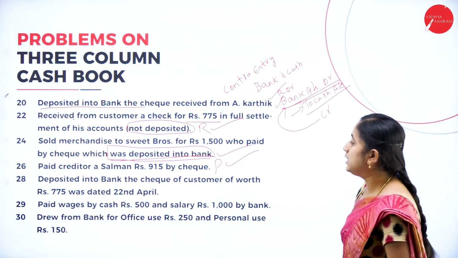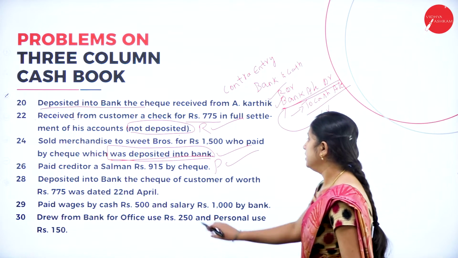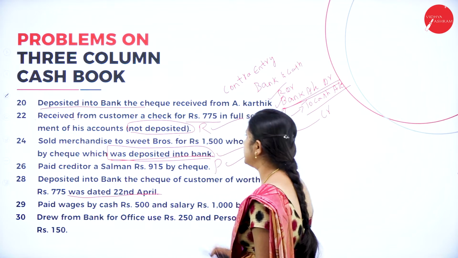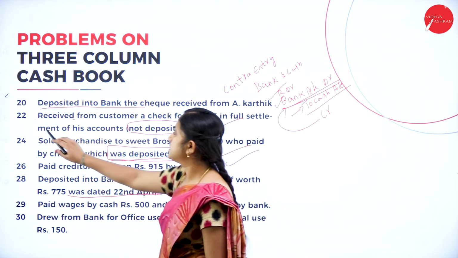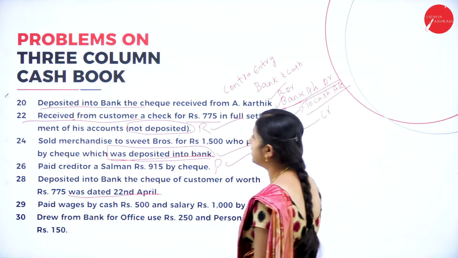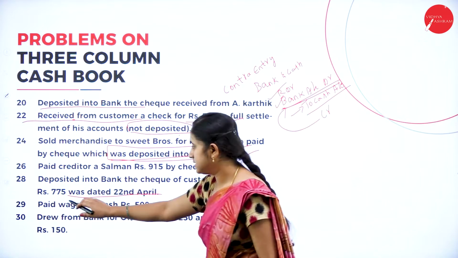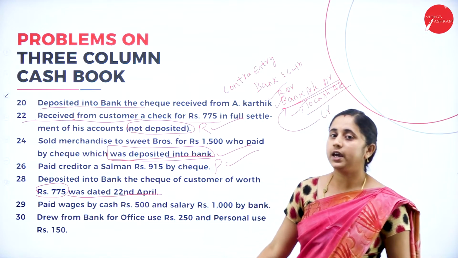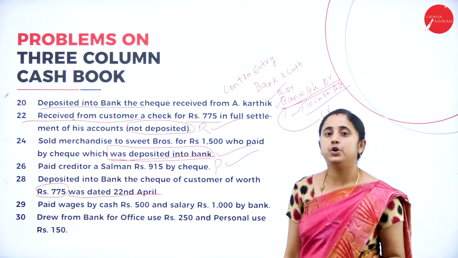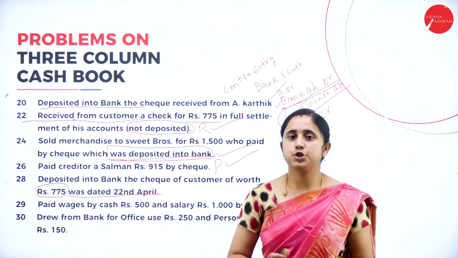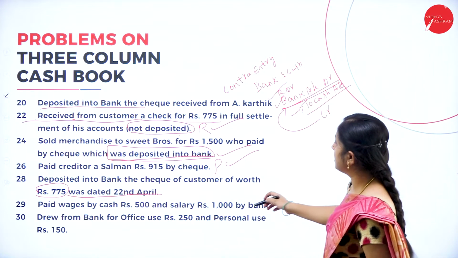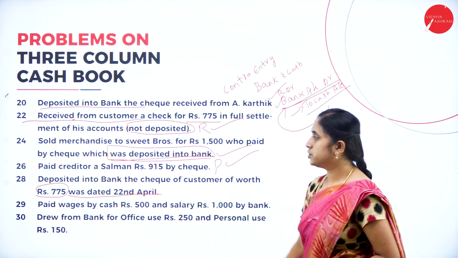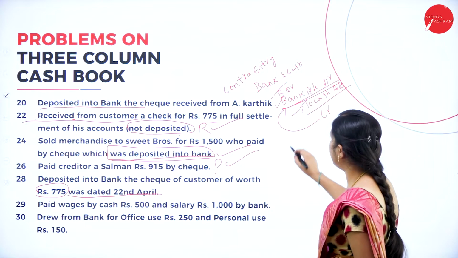Next, April 28th, deposited into bank the check of customers worth rupees 775 dated 22nd April. That means on 22nd we received a check from the customer but not deposited. That 775 rupees check you are now going to deposit in the bank. Now the check is yours, so you are going to deposit the check in bank. This is the transaction between bank and cash, like the 20th transaction. Here also you are going to deposit a check into bank, so the entry is the same.